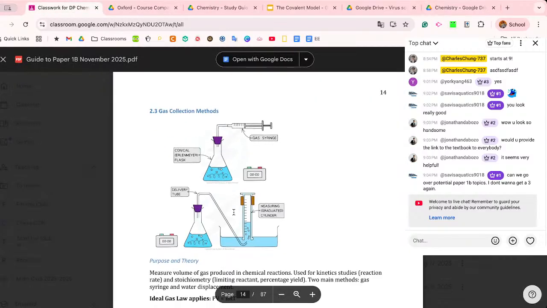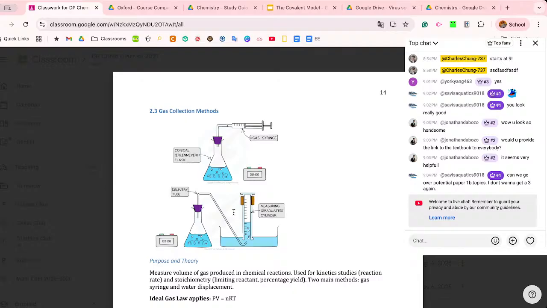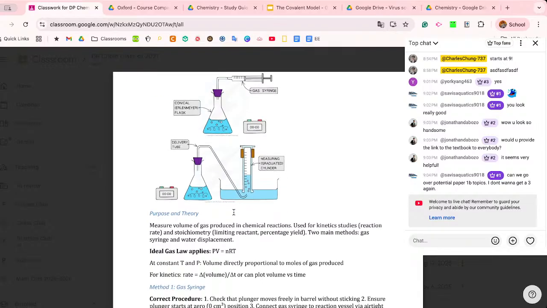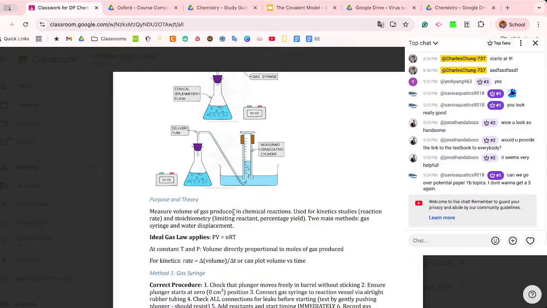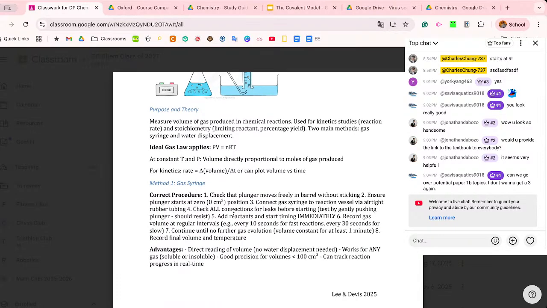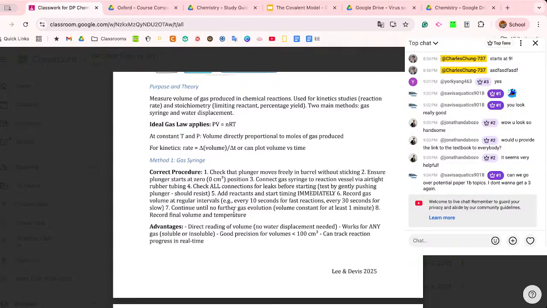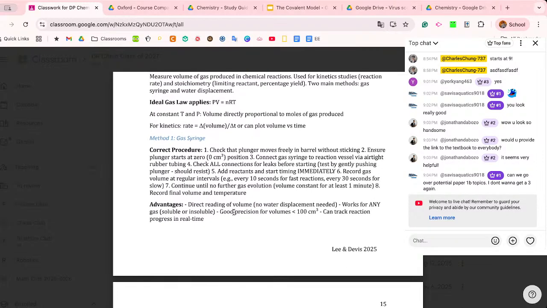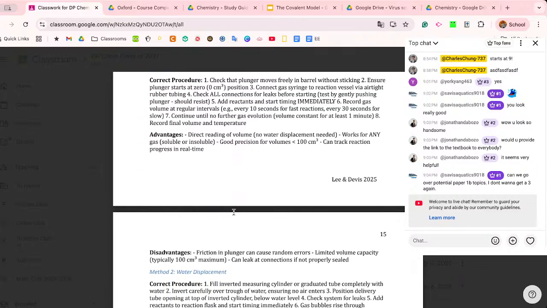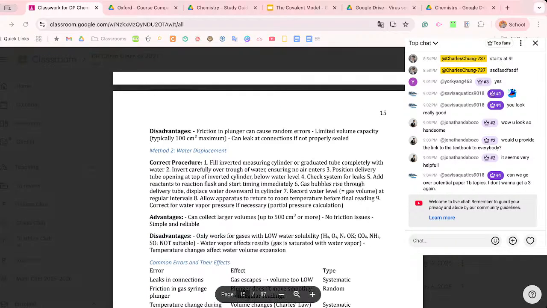Okay, so about gas collection method, I think this one's one of the easier ones. So you just need to remember PV equals nRT, and we covered that in structure 1. So the correct procedure for the syringe one is that when you move a plunger freely in a barrel, basically the volume that you read is for any gas, because you're displacing the water, right? But you have to be careful with gases that can actually mix with water, because you cannot use this. Just think of it as the gases that cannot mix with water, and then you're displacing water to find out how much volume of gas that you're actually displacing.